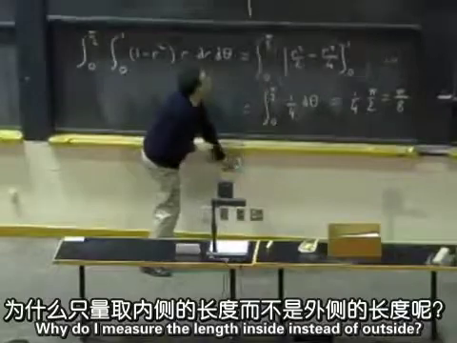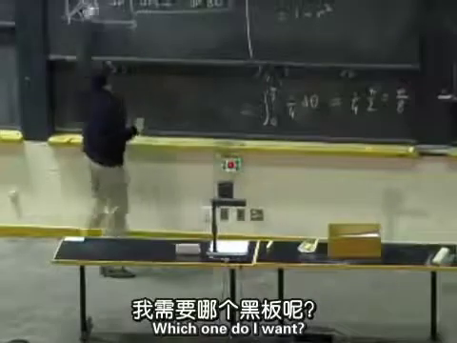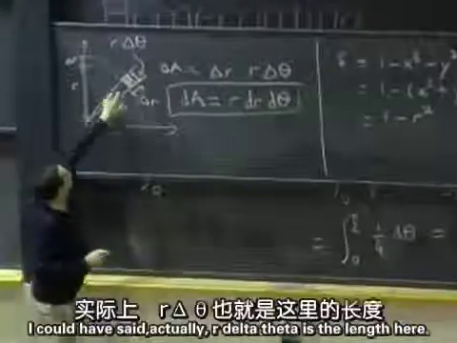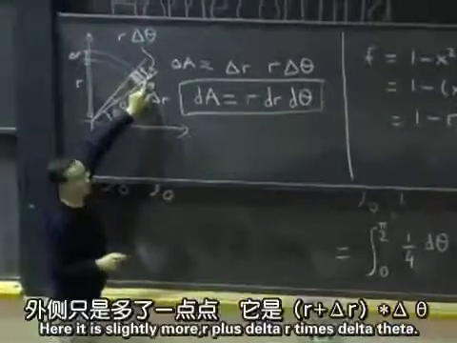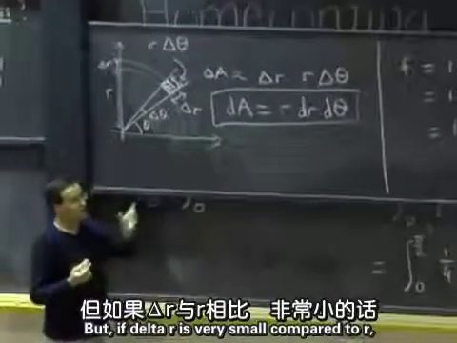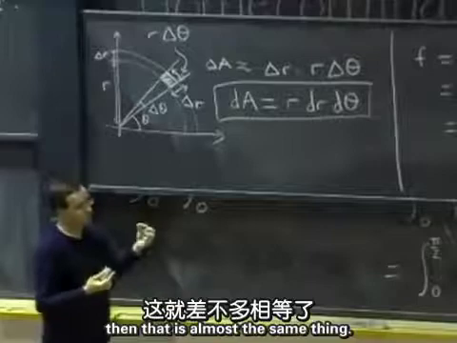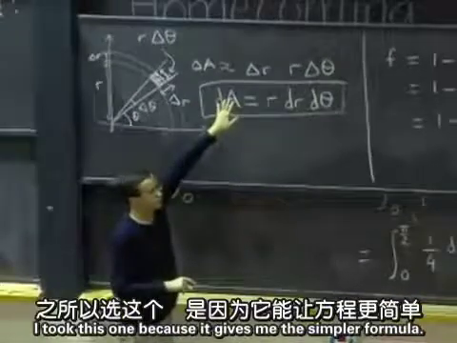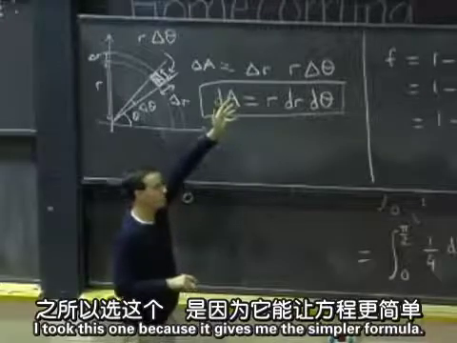Which one do I want? This one. So here I said this side is r delta theta. I could have said, actually, r delta theta is the length here. Here it's slightly more. It's r plus delta r times delta theta. But if delta r is very small compared to r, then that's almost the same thing. And this is an approximation anyway. So I took this one because it gives me the simpler formula.